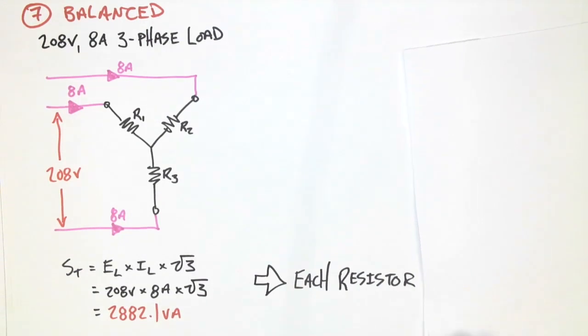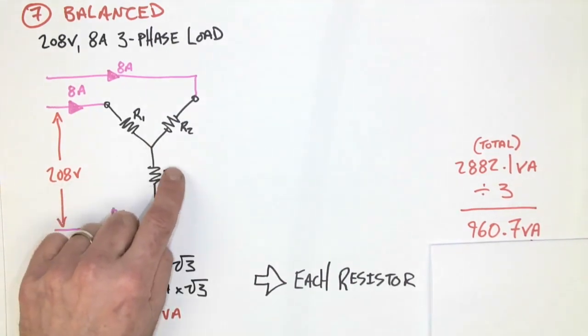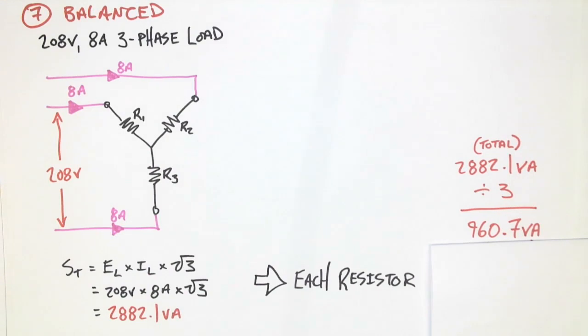If I want to know the size of each resistor now, I can take this value and divide it by 3. If I take this value and divide it by 3, this gives me 960.7 VA, and that would be the value of one individual resistor. Because there's only resistors there, we can also assume that this 960.7 is also the watts. So 960.7 watts. At this point, we could then go further and even determine the size of the resistor based on the watts and the voltage that has been applied.